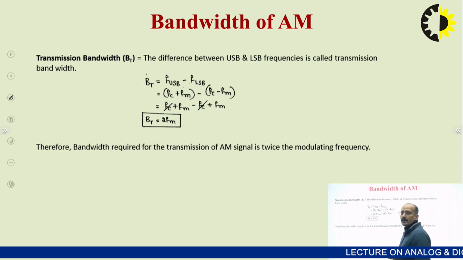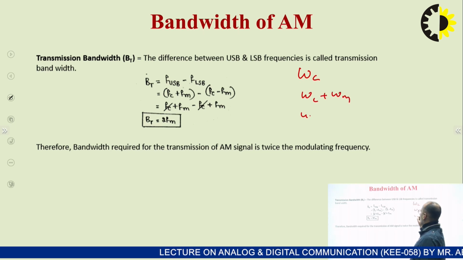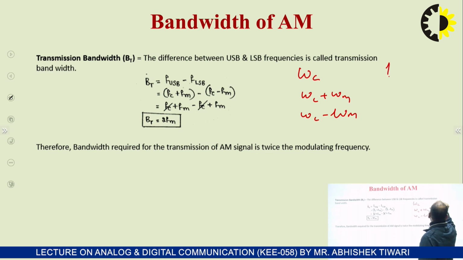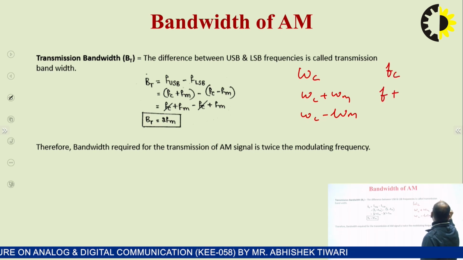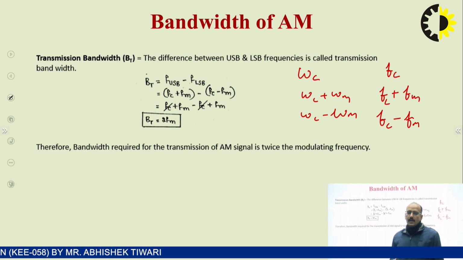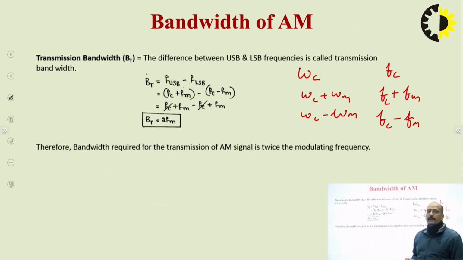we are having three frequencies that are omega C plus omega M and omega C minus omega M, or we can see FC plus FM or FC minus FM. Means in the frequency part, as per the Fourier transform, we are having a maximum and a minimum frequency. The maximum frequency is FC plus FM, whereas the minimum frequency is FC minus FM.